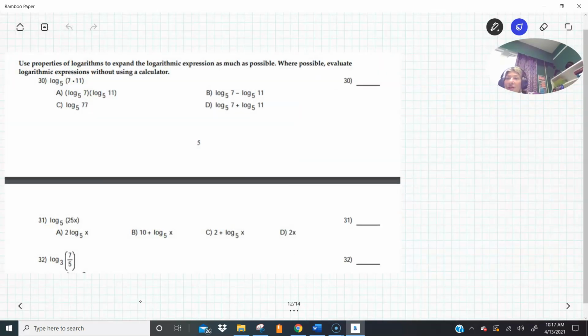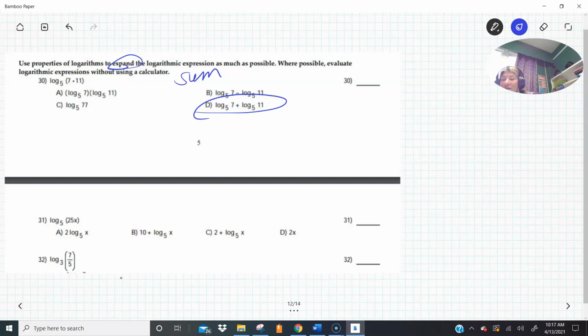On number 30, use the property of logarithms. This says to expand. This is a multiplication or a product. To expand it, it will become a sum. The only one that's added is D, so number 30 has to be D.